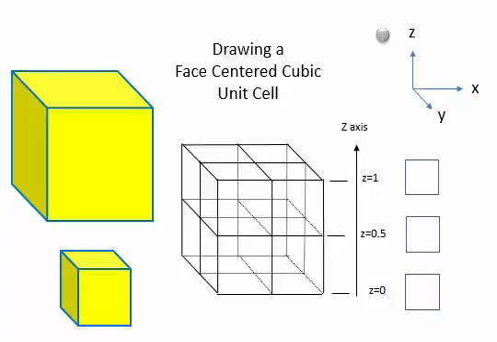People are often confused how to draw a face-centered cubic unit cell, given a lattice. For example, in the workbook we were presented with a series of cubes like this. There's 8 individual cubes, 4 on top, 4 on bottom, arranged into one large cube.